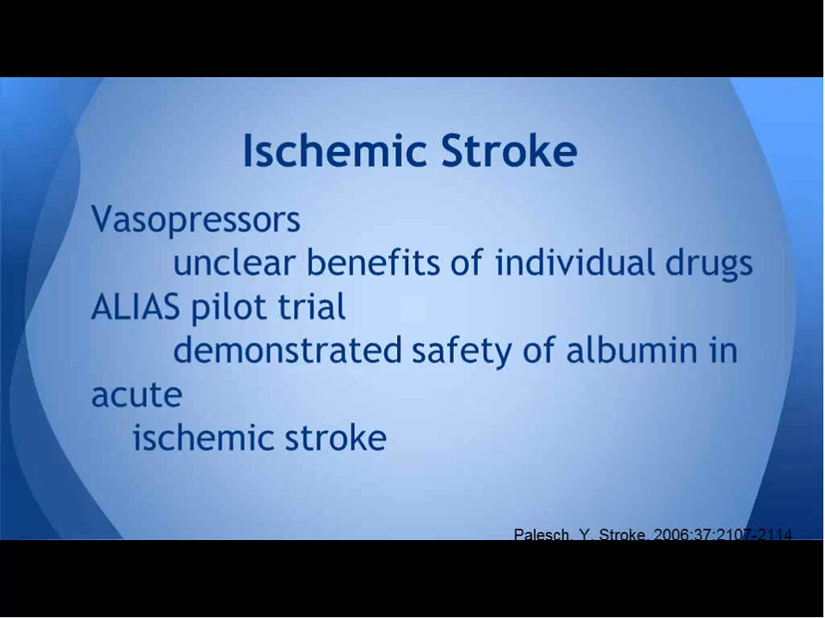The ALIAS trial demonstrated the safety of albumin in acute ischemic stroke, and this is specifically giving patients fluid bolus, fluid resuscitation, in order to maintain the mean arterial pressure. They did actually show, to a very small degree, that albumin may have a protective effect in these patients, where they matched mean arterial pressures to the control subjects and found better mortality and morbidity in the patients who were treated with albumin versus patients who were not, all other factors being equal.